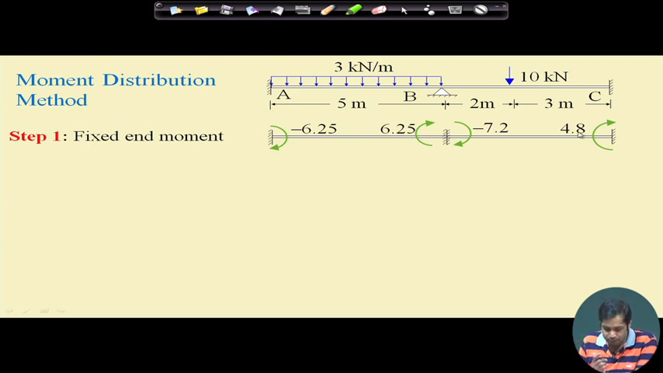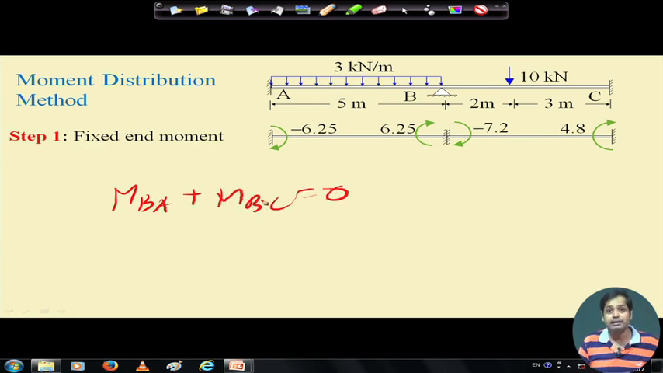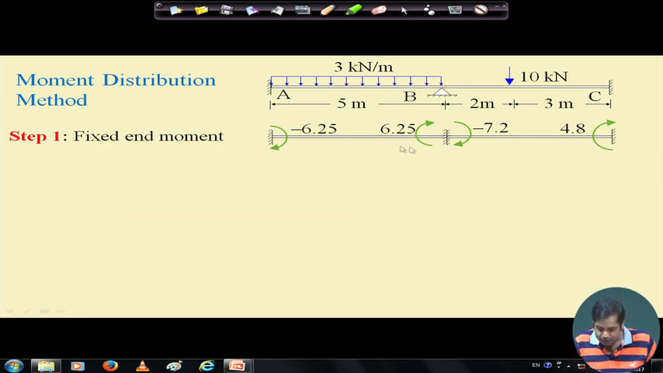So, once we know the moments, you see there is no external moment here, right. If there is no external moment here, then what happens? If you remember the slope deflection equation, we wrote that MBA plus MBC has to be 0, isn't it? That is the equilibrium condition at B. Now, let us see whether that equilibrium condition is satisfied or not. Here this equilibrium condition is not satisfied. So, there is some unbalanced moment, right.